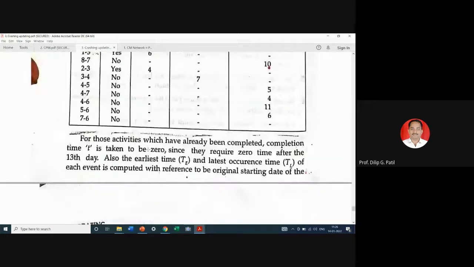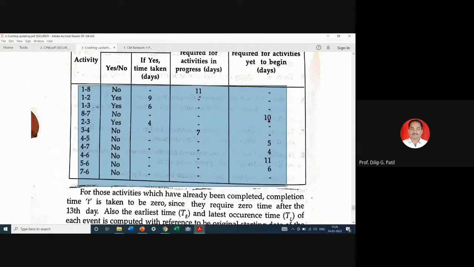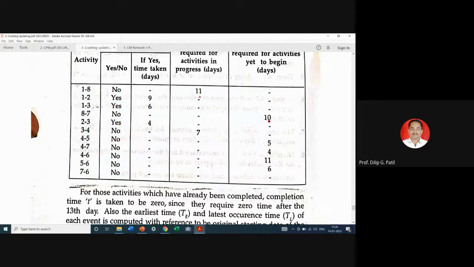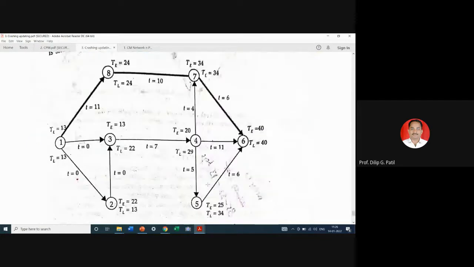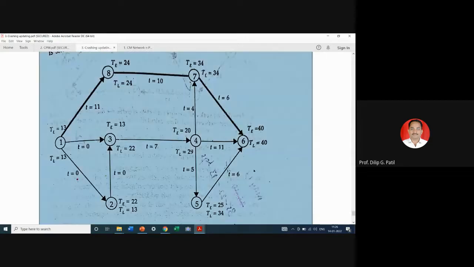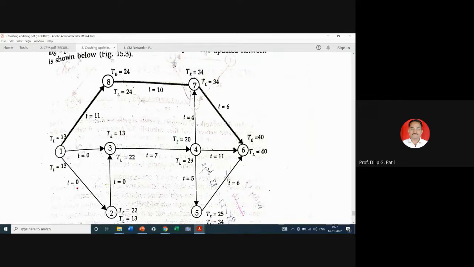So we have incorporated all these changes in our network, and accordingly we will calculate the project duration by the forward pass method, by adding these activity durations with the earliest event times of preceding events, taking maximum values. Then again capital T, that is the project duration or earliest event time of the last event, is coming as 40.